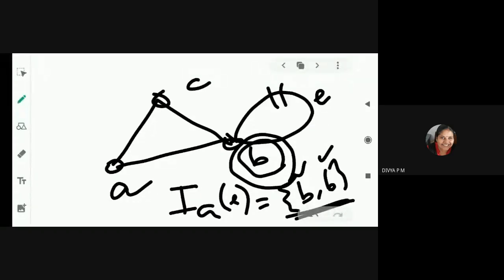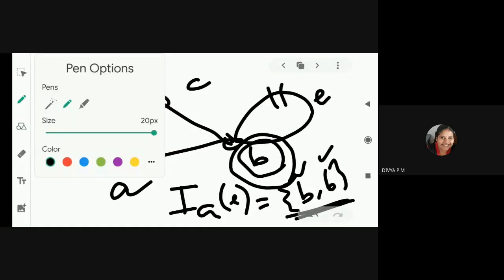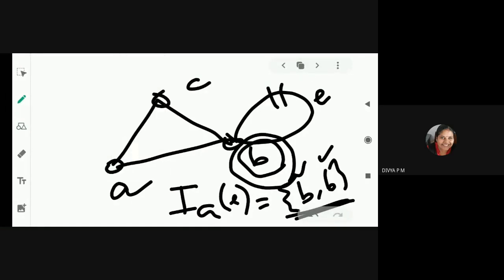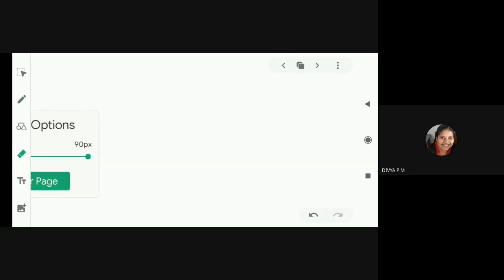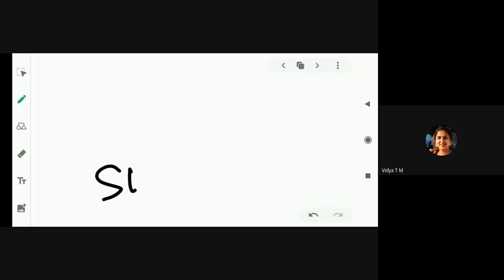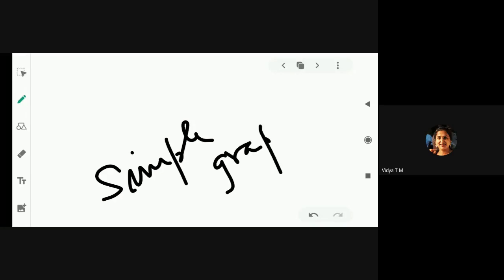But in many problems, we will be dealing with graphs without loops and parallel edges. Such graphs are called simple graphs. So what are simple graphs? Simple graphs are graphs without loops and multiple edges. From now onwards, unless otherwise stated, I will be dealing with simple graphs.